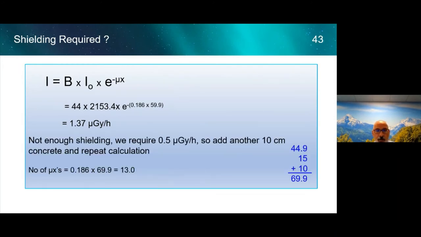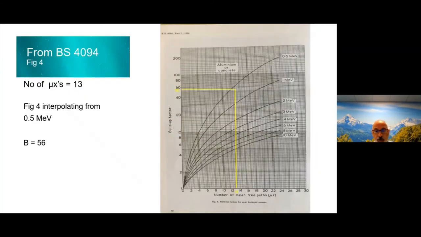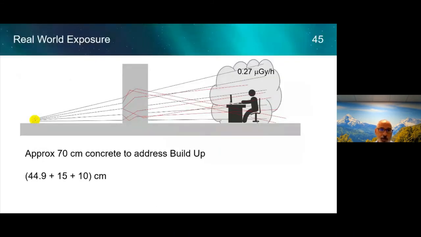So taking another stab at it, I've just arbitrarily added another 10 centimetres. So we've now got 69.9 centimetres of concrete. And the number of mean free paths in that 69.9 centimetres of concrete is now 13. So going back to our graph, looking up 13 mean free paths, you can see that I've estimated our build-up factor is now 56. So let's plug that back in and we end up with a shielded dose rate of 0.27 microgray. So that's less than our target 0.5. So 69.9 centimetres of shielding, let's call it 70, is enough to achieve our target dose rate.